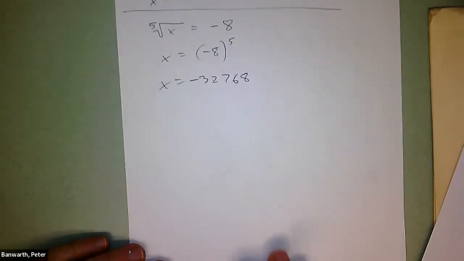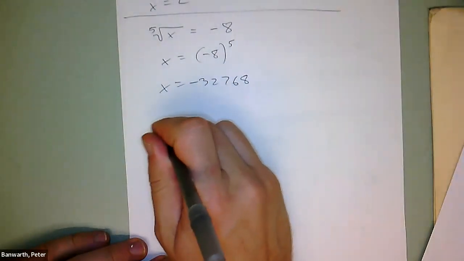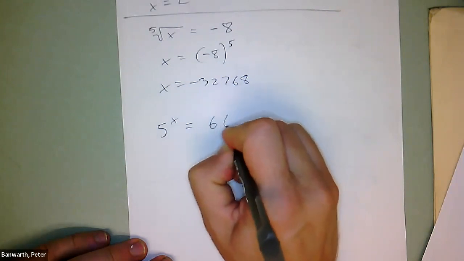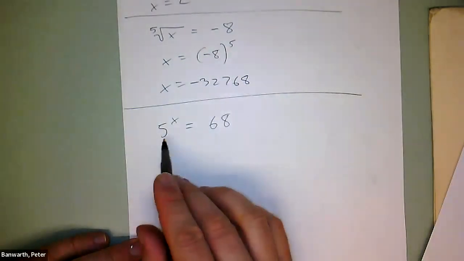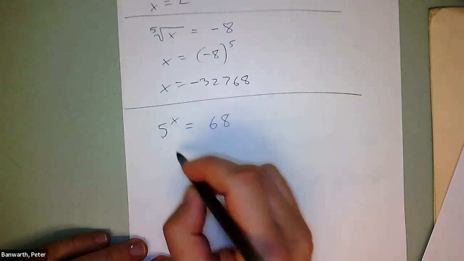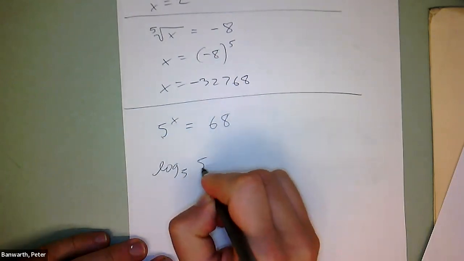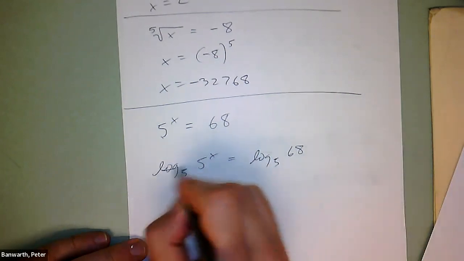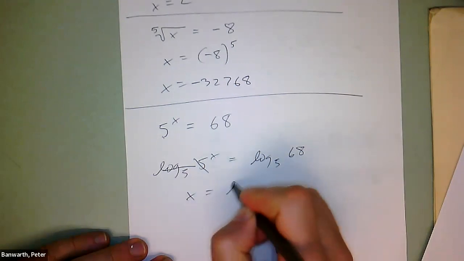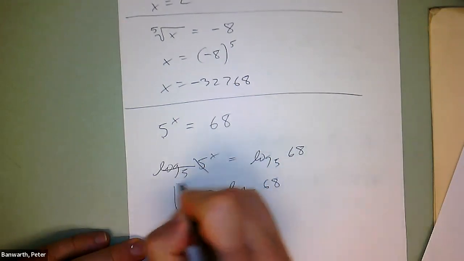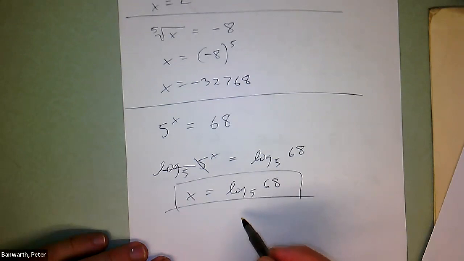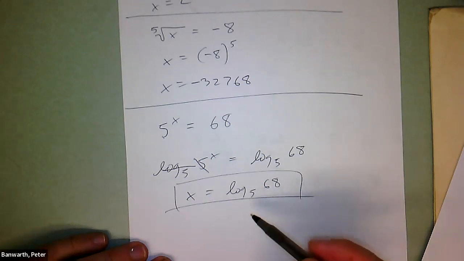All right, and maybe I have 5 to the x equals 68. How do I solve that? Well, I see it's an exponential base 5, so I can just take log base 5 of both sides. Those cancel, and I get x equals log base 5 of 68. That is the answer, because that's a number, even though it doesn't look like a decimal. What decimal is it close to?